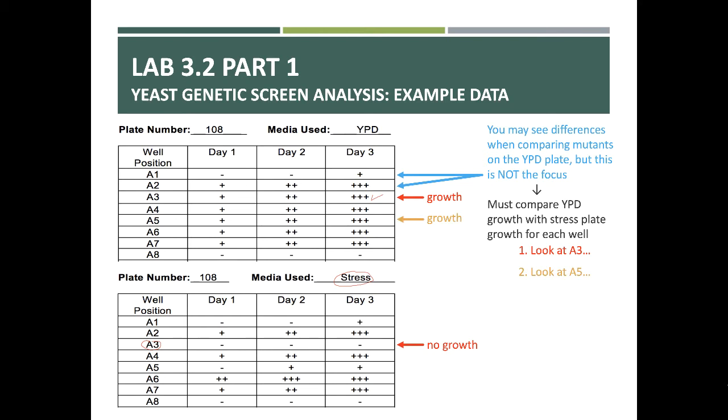Let's look at A5 in this example. A5, we see that it is indeed growing on YPD plates, and we see that it's still growing on the stress plate, but not as well. Just 1 plus compared to 3 pluses.